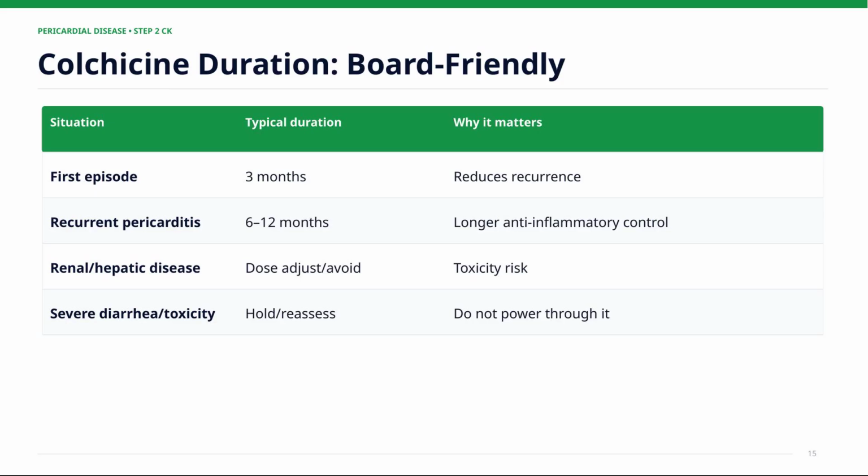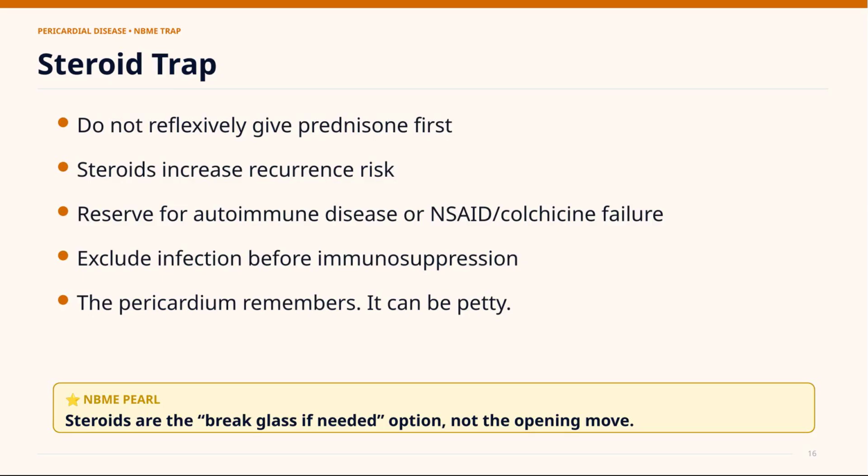Here's a classic trap. Do not reflexively reach for prednisone first. Steroids actually increase the risk of recurrence. Save them for autoimmune disease or when NSAIDs and colchicine have already failed. And always exclude infection before you immunosuppress anyone. The pericardium remembers. It can be petty. NBME Pearl. Steroids are the break glass if needed option, not the opening move.